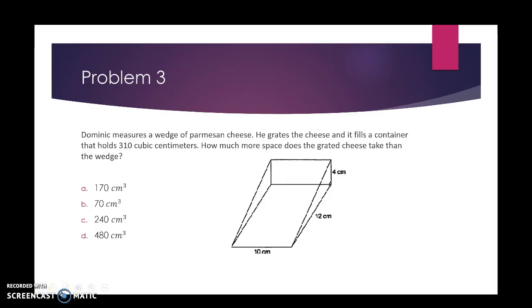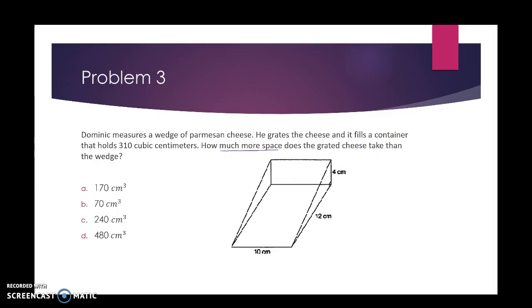Okay, so next problem. Dominic measures a wedge of Parmesan cheese. He grates the cheese and it fills a container that holds 310 cubic centimeters. All right, so make sure you're painting a picture in your mind. So you're in the kitchen, you have a container, and you're grating cheese into it. It says, how much more space does the grated cheese take than the wedge? So basically, we're trying to find how much more.